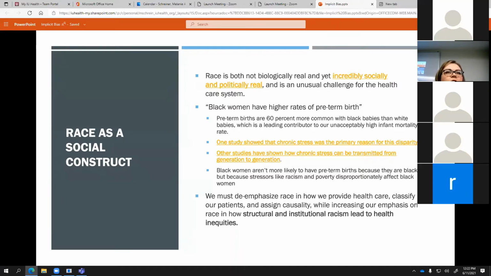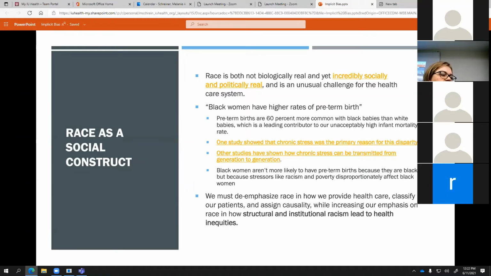I think we've all heard that. We all take that and we understand that as a fact. But realistically, when you start to dive a little bit deeper into this concept, you can recognize that preterm births are 60% more common with Black babies than white babies. But there are some reasons that go into that. One study did show that chronic stress was the primary reason for this disparity. So not necessarily the identity of the mother, but rather the situation she was living in or experiencing.